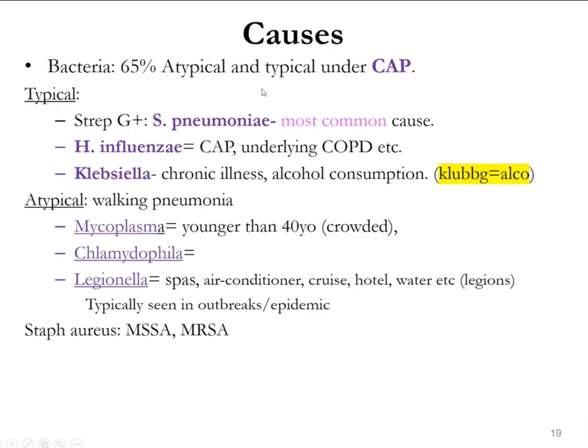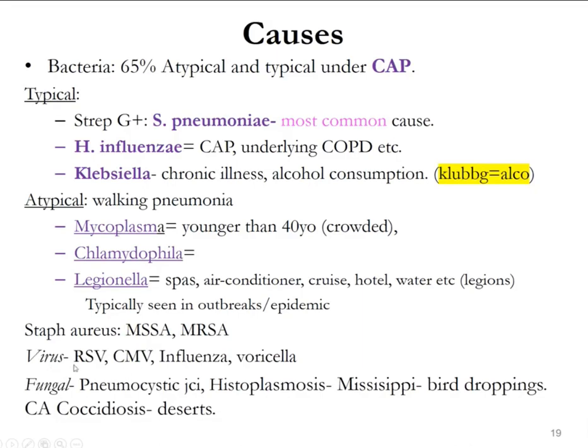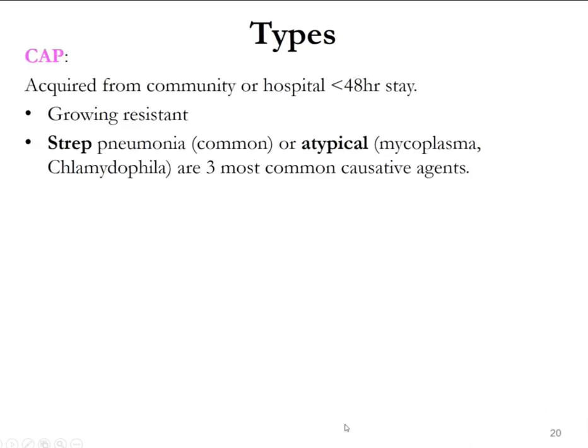This is an abstract. Staph aureus, you can get pneumonia with Staph aureus. The common one is MSSA, methicillin-sensitive Staph aureus. But MRSA will also be there in some patients. MRSA, we're going to cover that. Then viral and fungal are there. So you can read all those types.